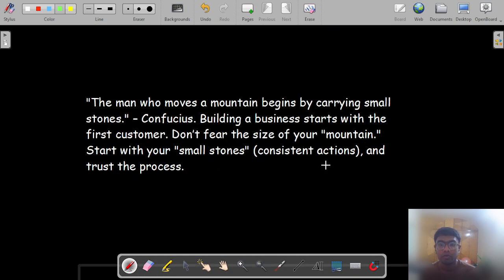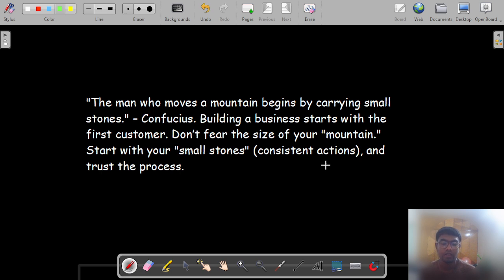The man who moves a mountain begins by carrying small steps. Confucius. Every big business always starts with a first customer. So never be afraid to take small steps. Do not fear the size of your mountain. Start with your small steps and trust the process.